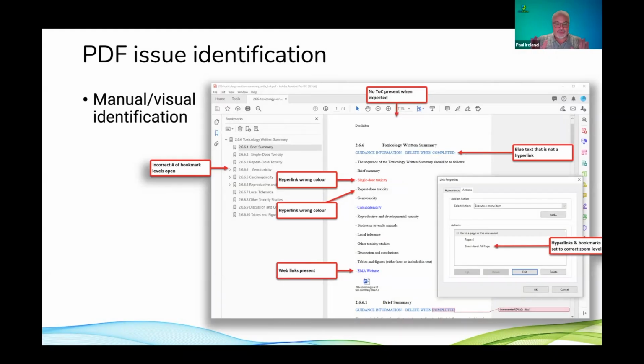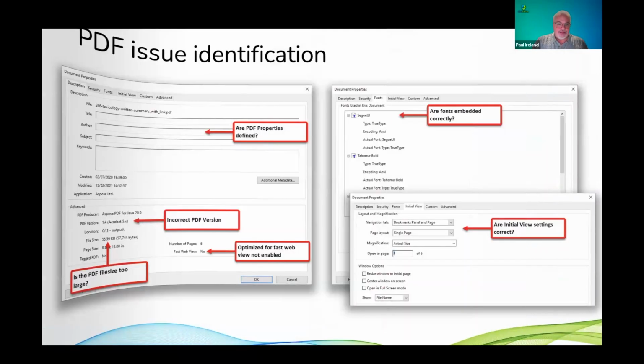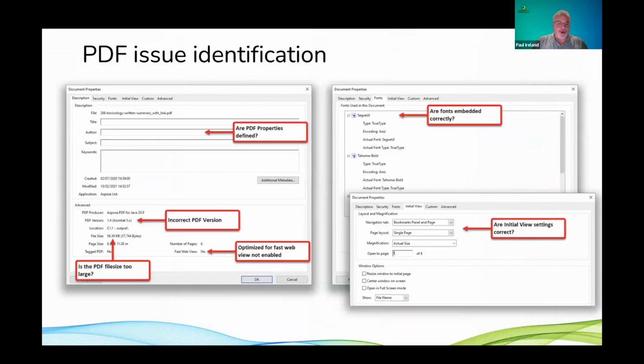Sometimes that can be tricky if it's black text, to recognize that there's even a hyperlink there. Making sure each one is hyperlinked correctly and bookmarked to the correct zoom level. You may have blue text that isn't actually a hyperlink yet, that is some kind of guidance text that should be removed, or text that should have been converted to a hyperlink later as well. So identifying that can be time consuming. Making sure your PDF properties are set correctly. It's the right PDF version for the intended health authorities. PDF file size isn't too large based on the guidance for size limits and optimized in the right way.